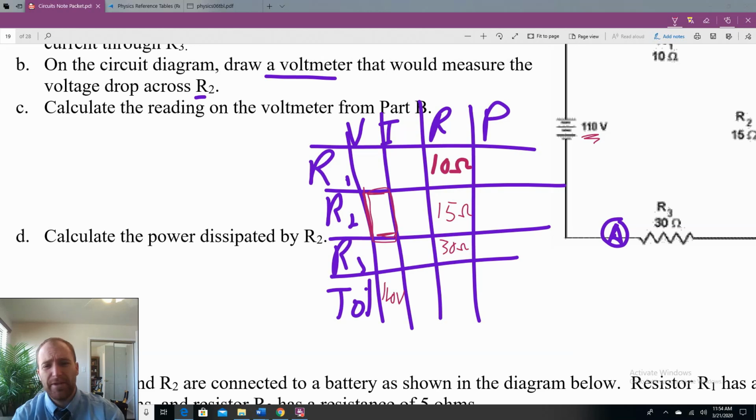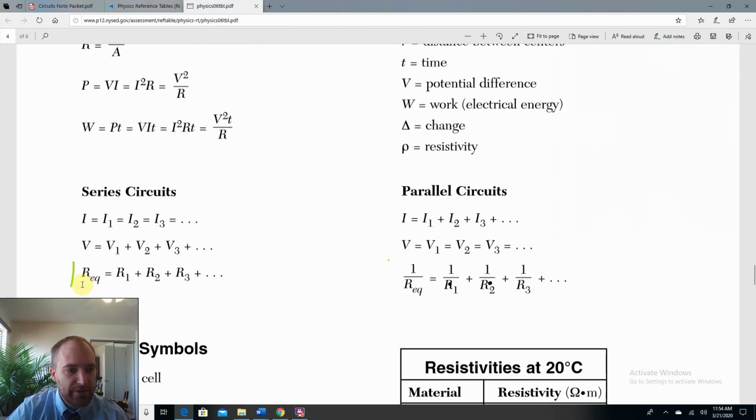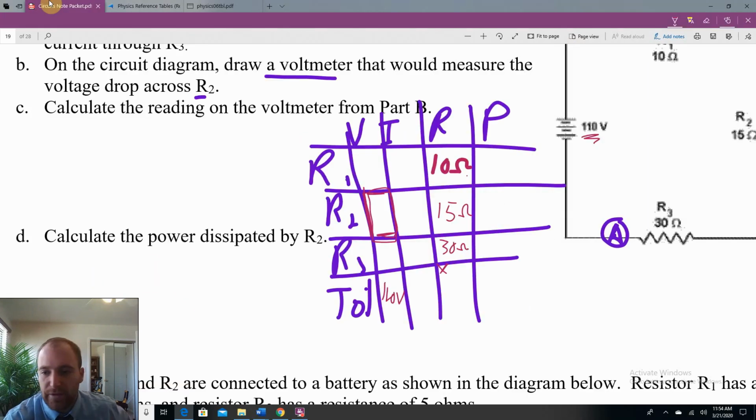Let's just find anything that we can solve for. For me, I'm looking at, well, if we know the first resistor and the second resistor and the third resistor, I think we can find this total resistance down here. It is a series circuit. Notice there's only a single loop. So I'm going to go to my reference tables, and to find that total resistance, you just do one plus the other plus the other. So I'm going to do 10 plus 15 plus 30, and when you do that, I got 55 ohms.